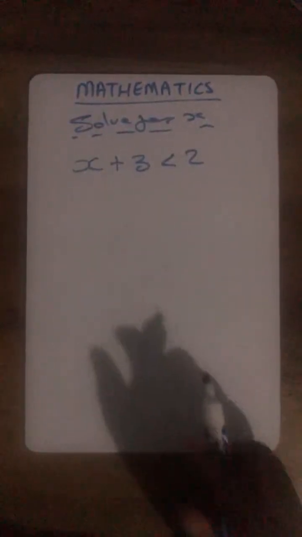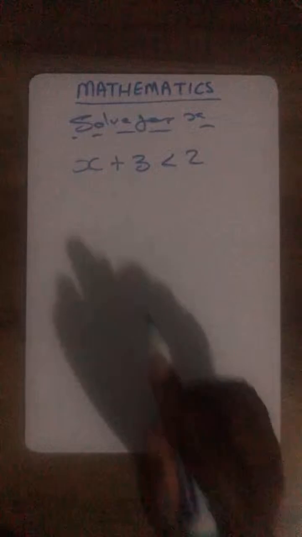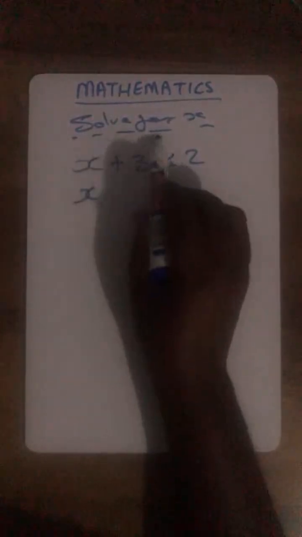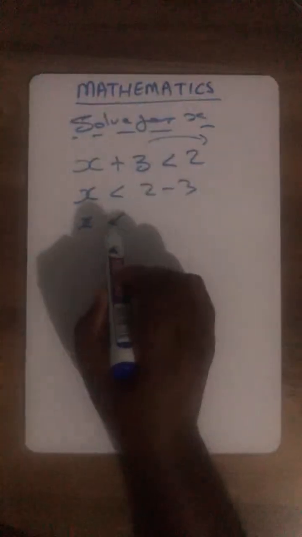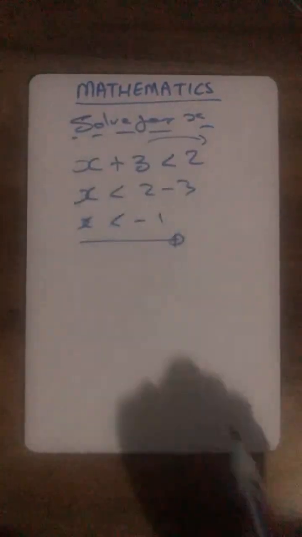So let's see. Okay. This one, you just say x, you take that to the other side. It's like you are having that, so that means x less than -1. Then it's done.